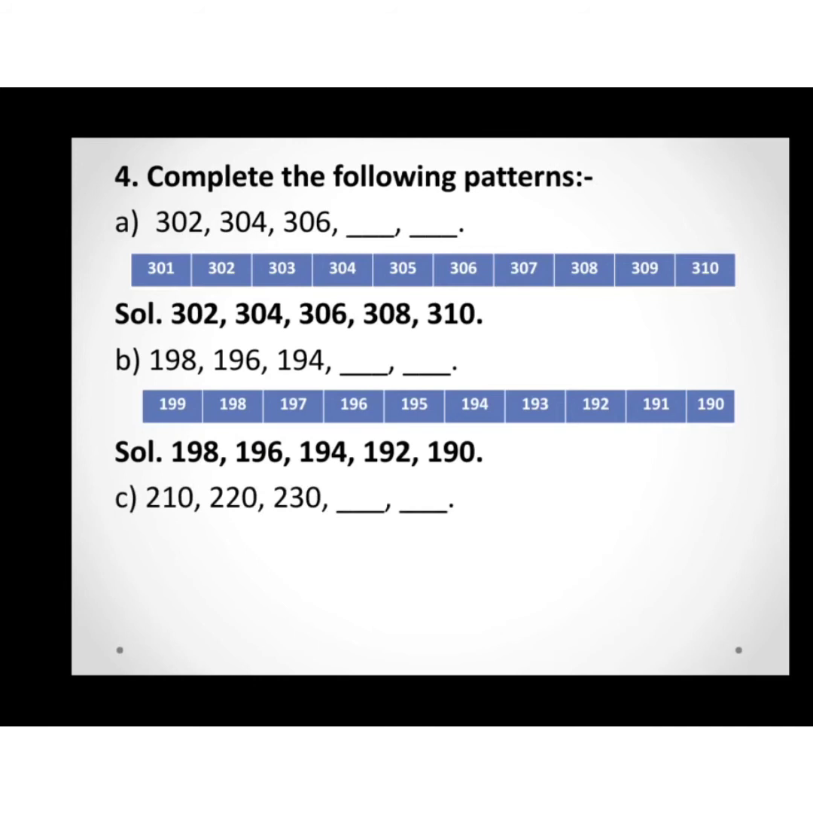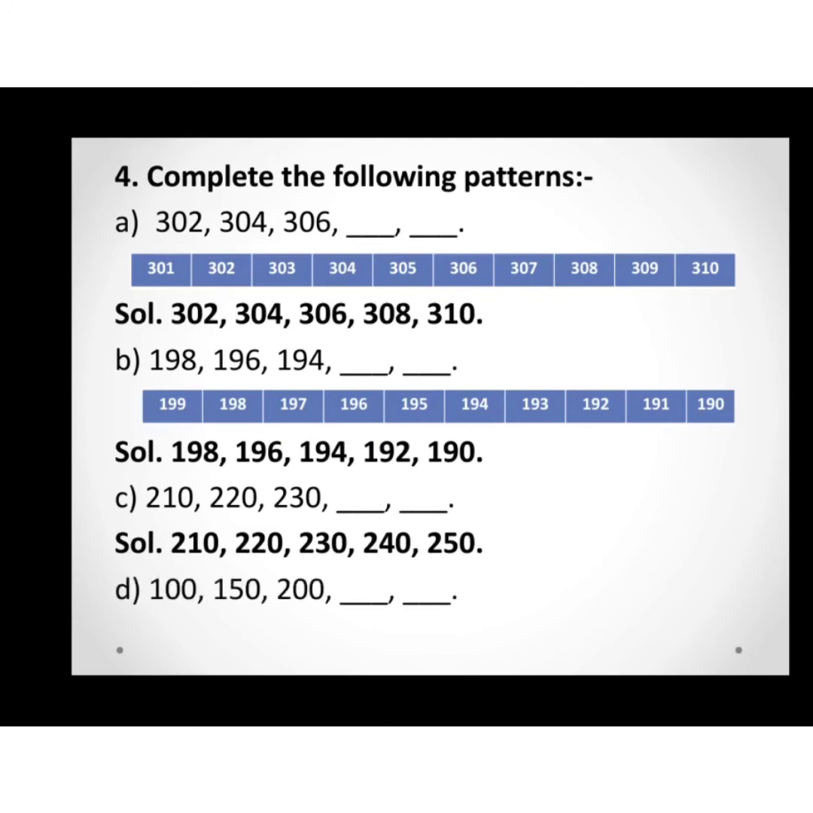Third one, 210, 220, 230. In the third question, you will find the pattern of counting in tens. But which counting? Forward counting. So the answer is 210, 220, 230, 240, 250. And the last one, 100, 150, 200.